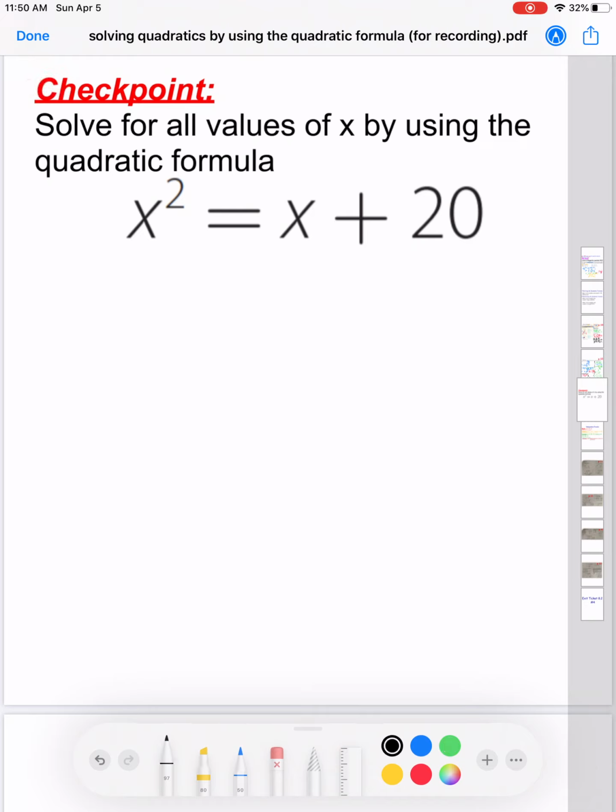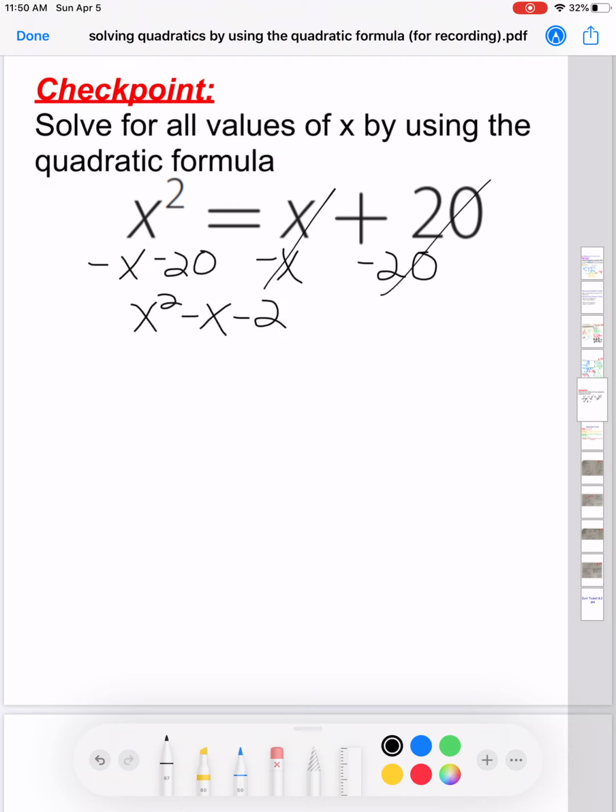Okay, so the first thing that you should have done for this checkpoint was get your equation into standard form. I'm going to move everything over to the left side. So I'll be left with x squared minus x minus 20 equals 0. Notice that this is in standard form, so I can identify A, B, and C. You'll notice in this problem, A, there was no number out front, so that's an invisible 1. B would be an invisible negative 1 in front of that negative x, and C would be negative 20.